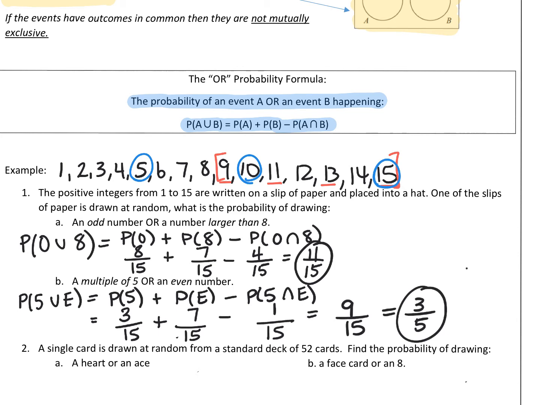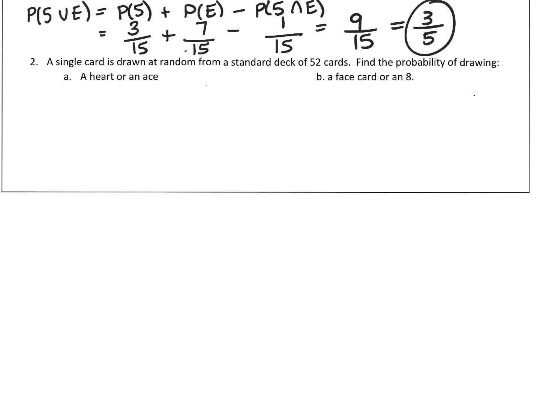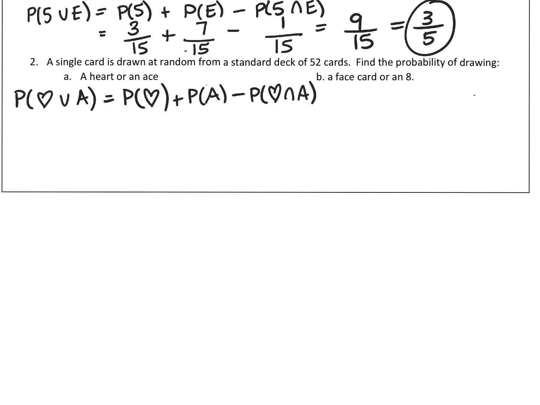Okay, let's look at a cards question. Example 2 says a single card is drawn at random from a standard deck of 52 cards. Find the probability of drawing a heart or an ace. So that will be equal to the probability of drawing a heart plus the probability of drawing an ace minus the probability of drawing a heart and an ace.